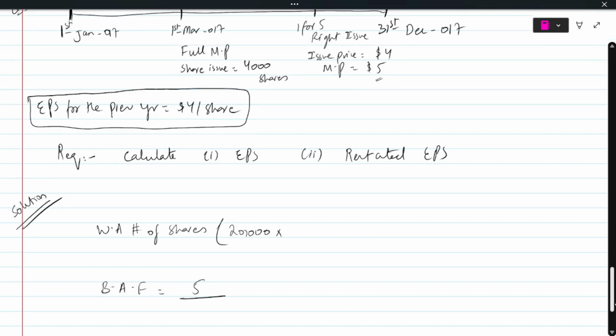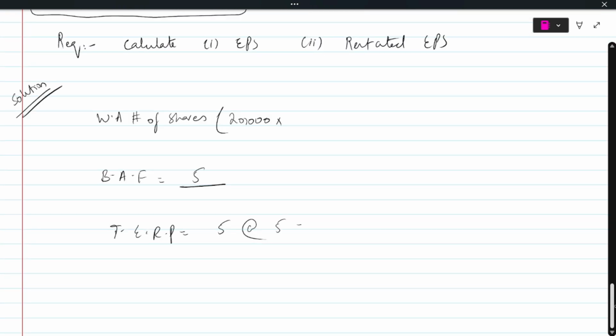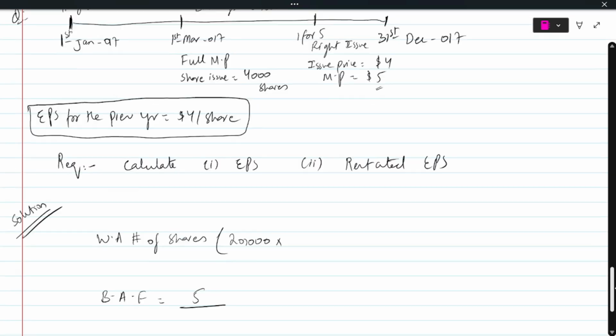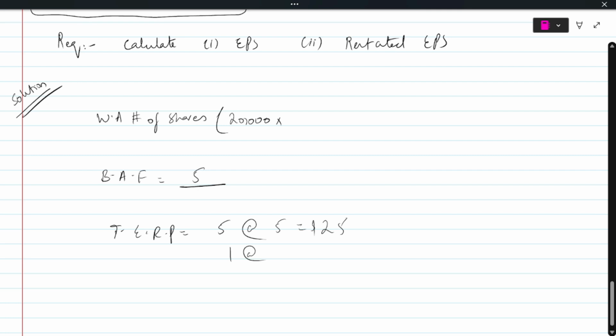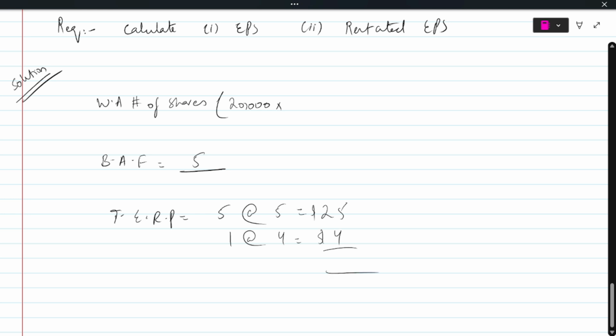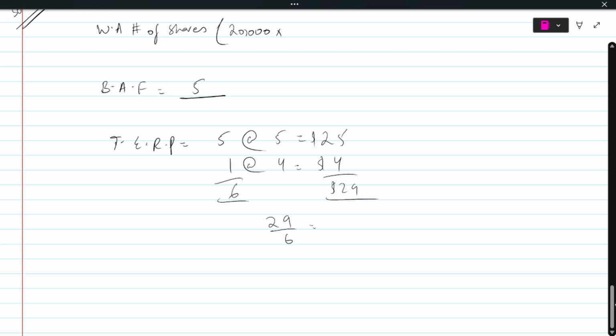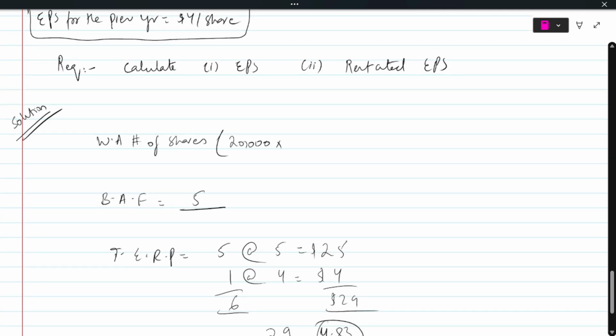So there was a 1 for 5 right issue, which means that I had 5 shares which were at a market price of how much? $5, right? So that's $25. And I got one new share, and that would be at a discounted price of how much? $4. So 25 plus 4 is $29, and 5 plus 1 is 6. So 29 over 6, this is going to give me my TERP. So that is 4.83. Okay, so this is my TERP. So now I'm going to divide 5 with 4.83. Correct? All right, so my bonus adjustment factor came out to be 5 over 4.83.